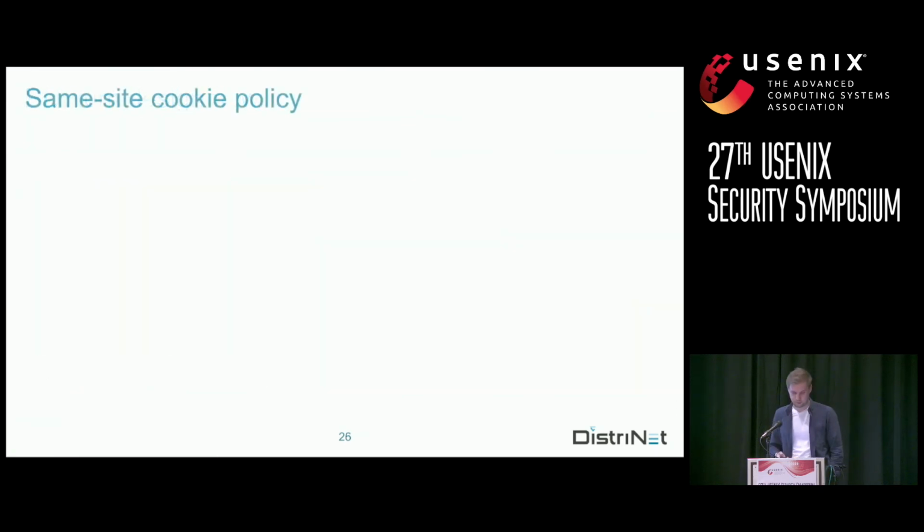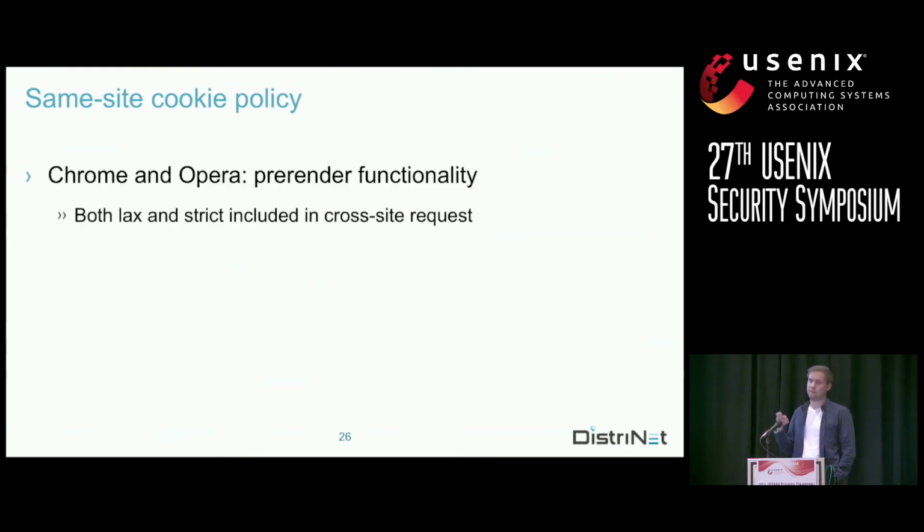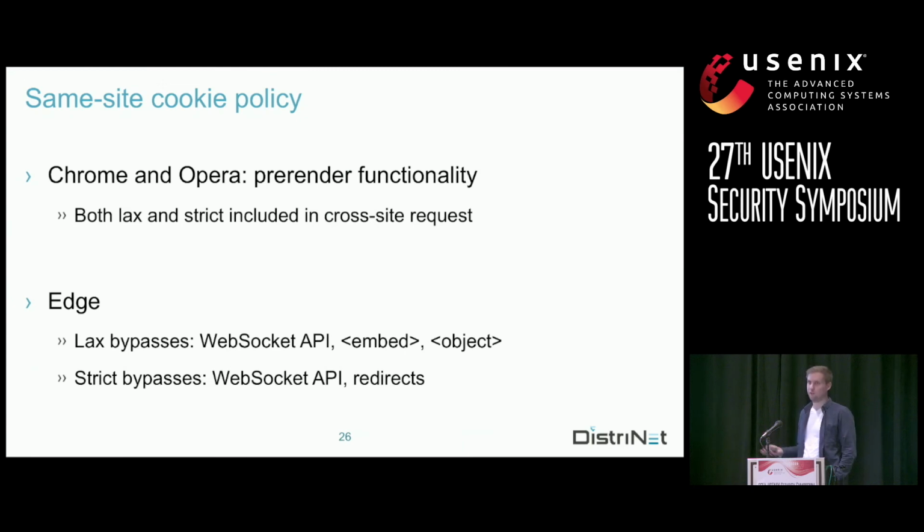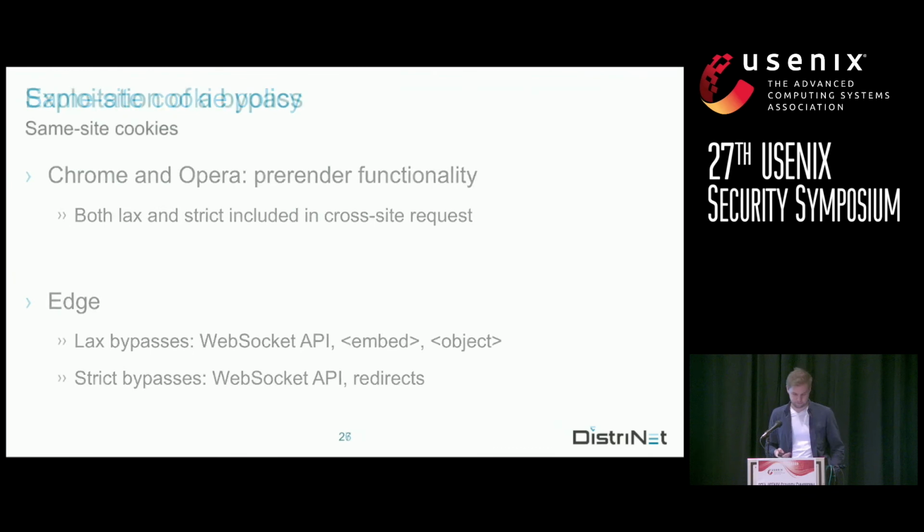So we also evaluated the same-site cookie policy. And we found in Chrome and Opera that this policy can be bypassed by using the pre-vendor functionality. In this case, the lax and strict same-site cookies are included, while this is only allowed for lax same-site cookies. Also in Edge, we found multiple bypasses for both these same-site cookies.